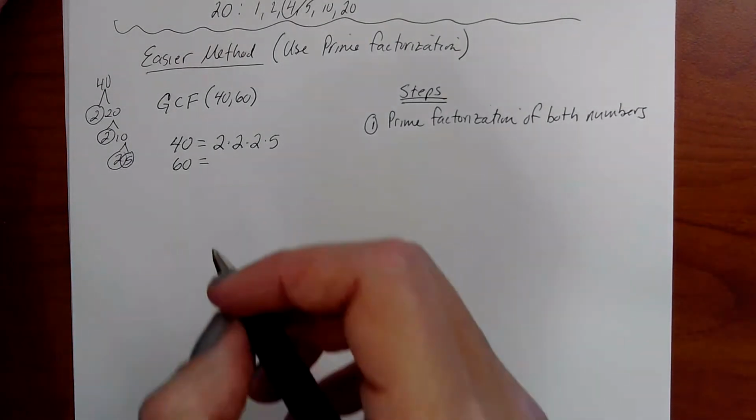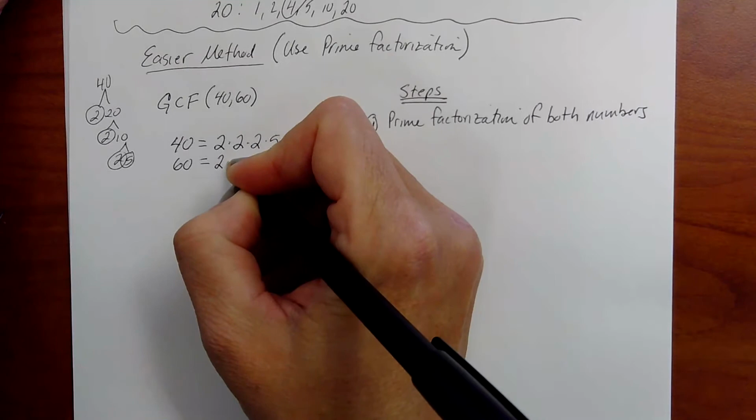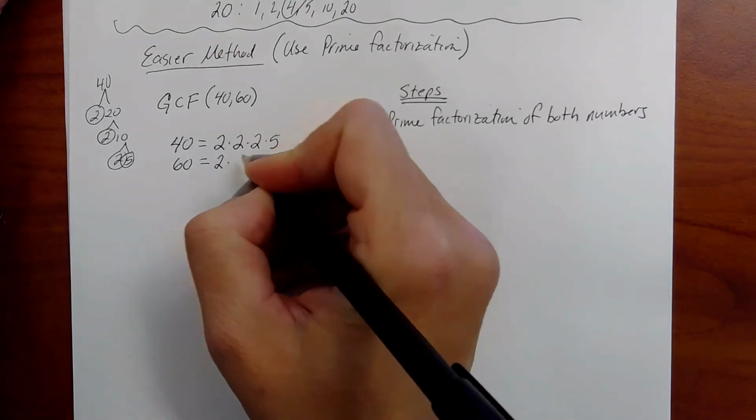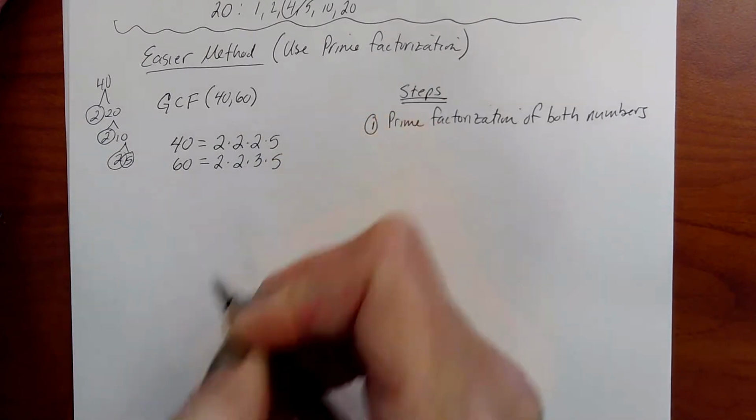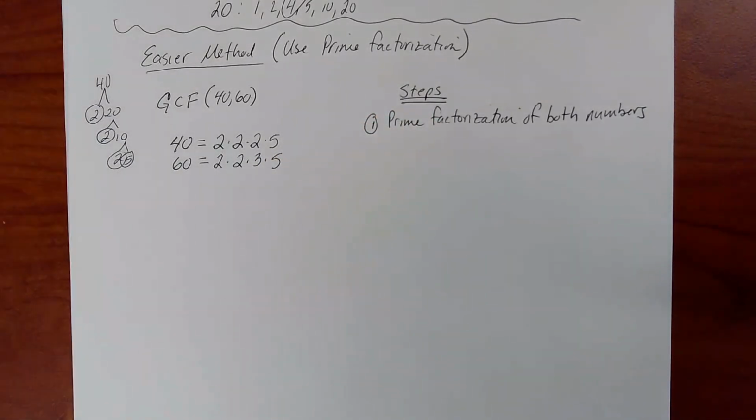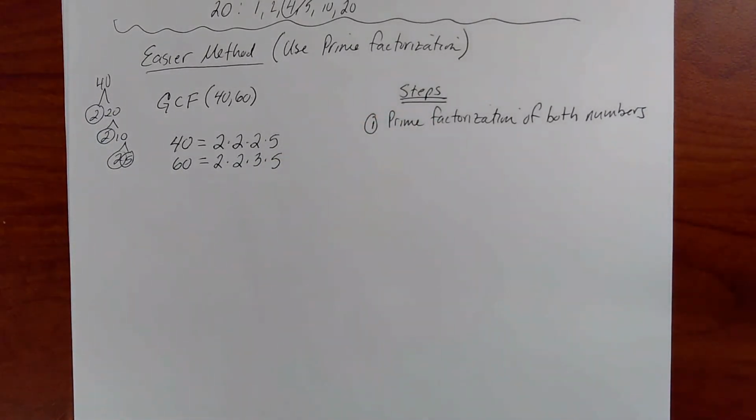All right, so if I do 60, divide it by 2, I'm down to 30. Divide that by 2, I'm down to 15, which is 3 times 5. So there's the prime factorizations for 40 and 60. That's step 1. There's only 3 steps.